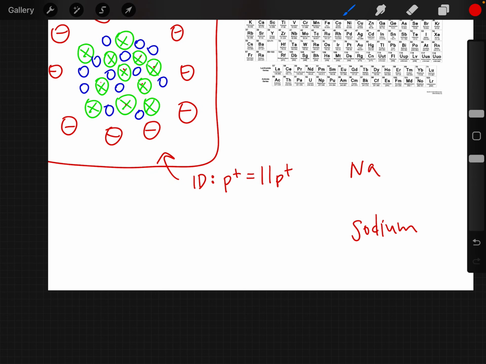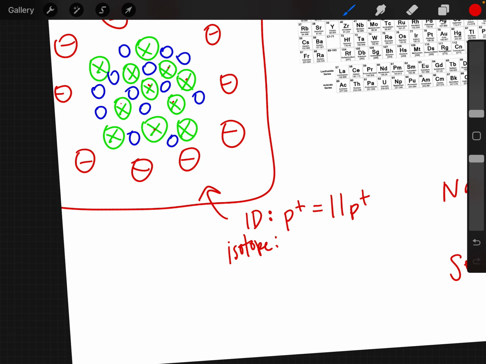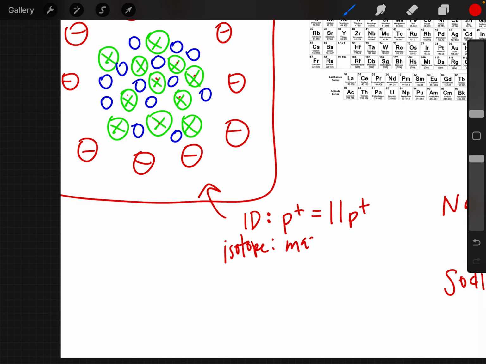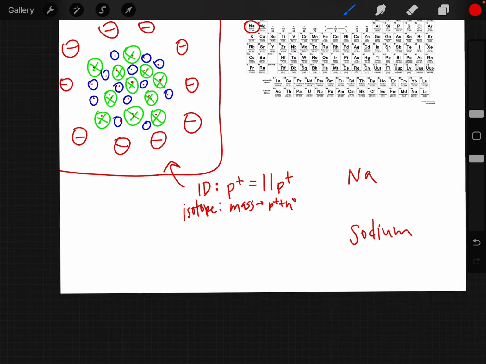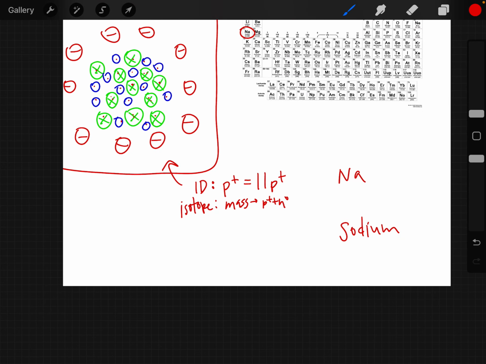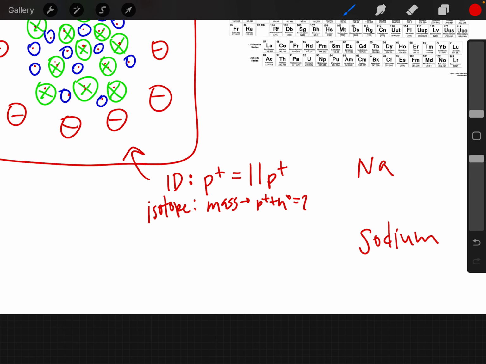Now, the next thing I want to find is what isotope am I? What's my mass? Okay? And so what I want to do to find my mass, I want to count all of my protons and add them to all of my neutrons. So all of these greens and blues. So I'm going to say, okay, 1, 2, 3, 4, 5, 6, 7, 8, 9, 10, 11, 12, 13, 14, 15, 16, 17, 18, 19, 20, 21, 22, 23, 24. So I have a mass number of 24.